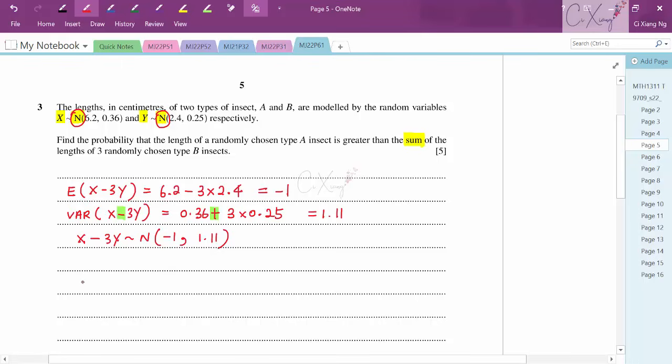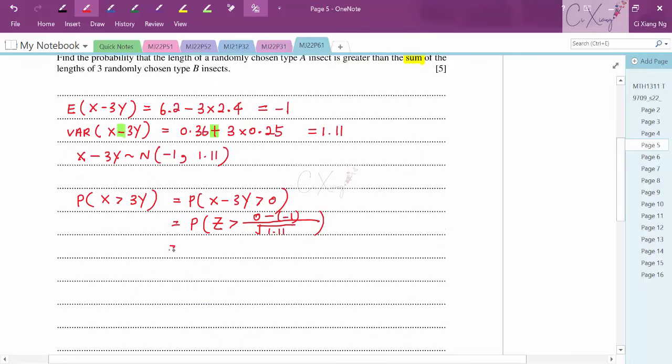Okay, so now we come back to the question. They want us to calculate the probability for x greater than 3y, where it should be x minus 3y greater than 0. Okay, so since we know that x minus 3y is normally distributed, therefore we can change it to become z before we calculate the probability. So we take the value minus the mean divided by the standard deviation. So our standard deviation will be square root 1.11. Okay, so from here, we can get the value for z, which is greater than 0.949.